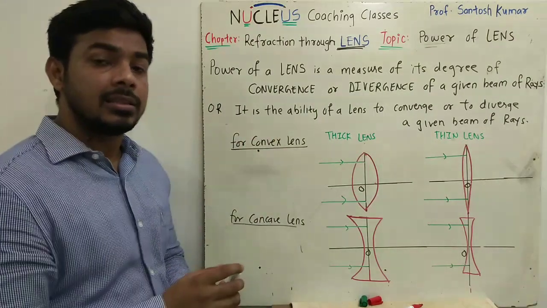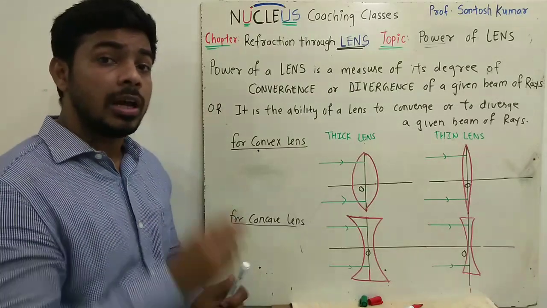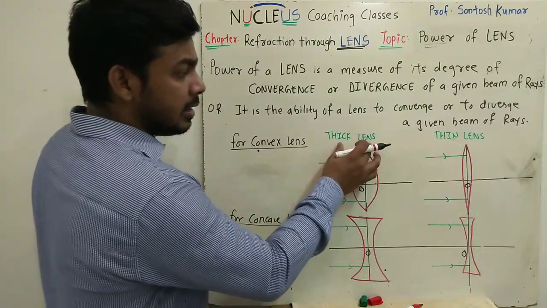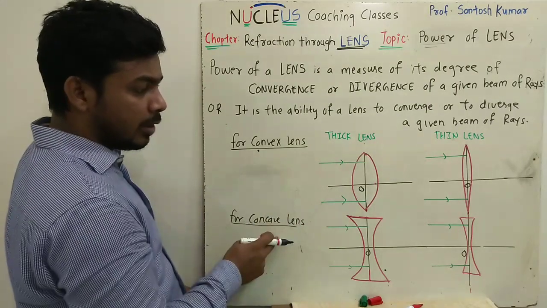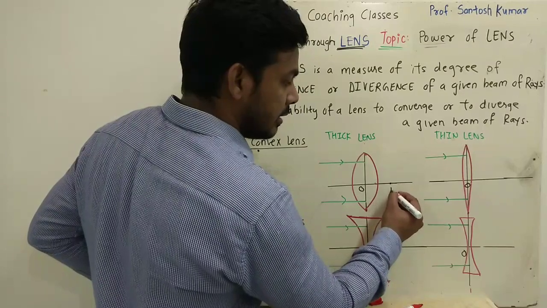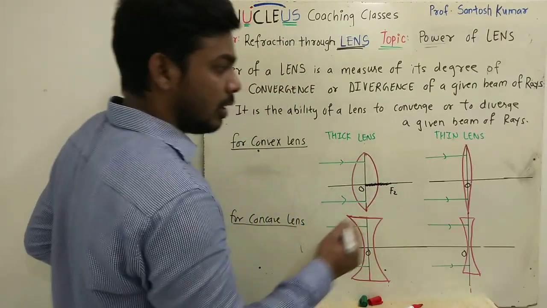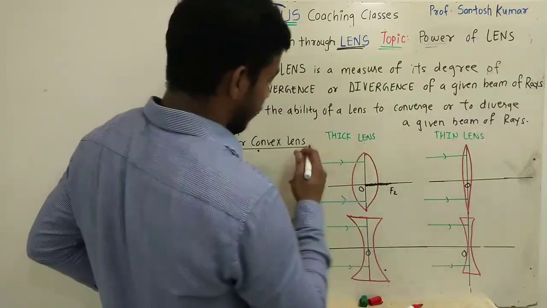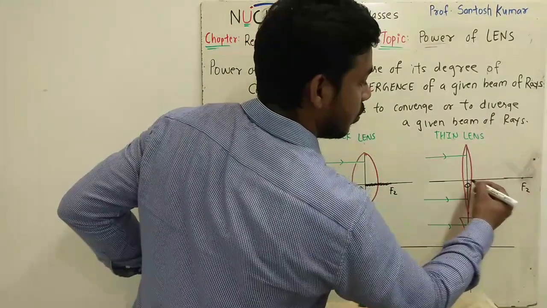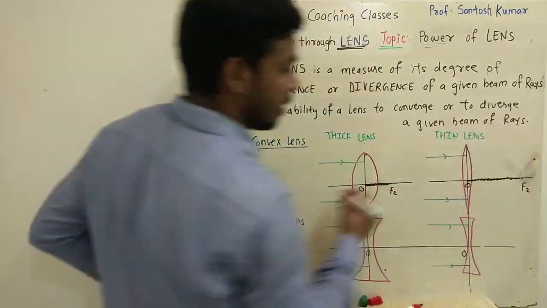that for a thicker lens, the focal length is very short, and for a thinner lens, the focal length is long. Can I say I have considered a thick lens for both convex and concave? Definitely for the convex lens, the focal length will be very short. Let's say this is f2. So this will be the focal length f2, and for a thin lens of convex type, the focal length will be long. So this entire length will be the longer f2, right?